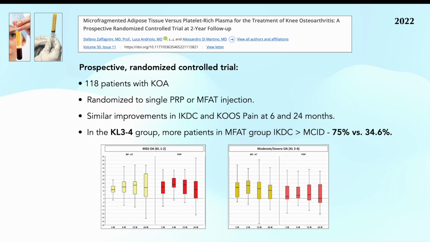And then Zaffagnini also performed a prospective randomized controlled trial on 118 patients who were randomized to receive a single PRP injection or MFAT injection, and they showed similar improvement at 6 and 24-month follow-up. However, in the group that had the more severe pathology, the KL3s and 4s, the MFAT group was more likely to exceed the MCID. So 75% of those patients responding versus only 35% in the PRP group.